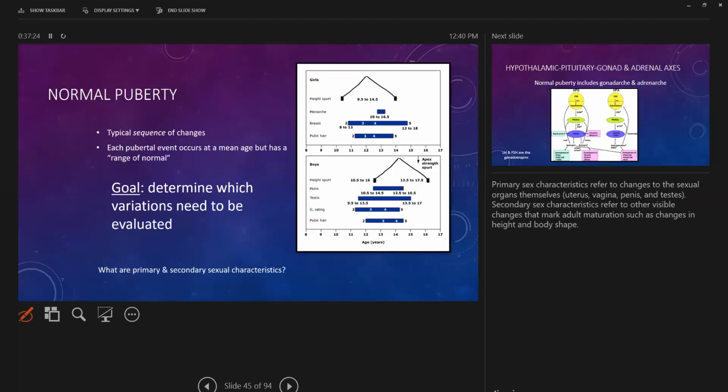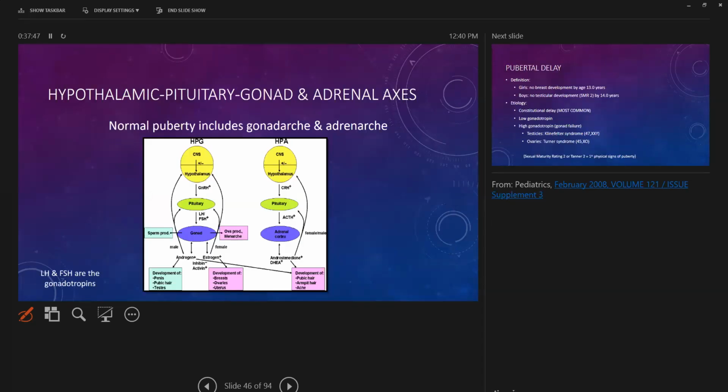Normal puberty, we can kind of look at here. There's this point where they go through this height spurt. And so it's good to know where that normal lies and that there also is variation in normal. The goal really is to determine if the variations need to be evaluated and or if the child needs to be referred. This is the hypothalamic pituitary gonadal adrenal axis.